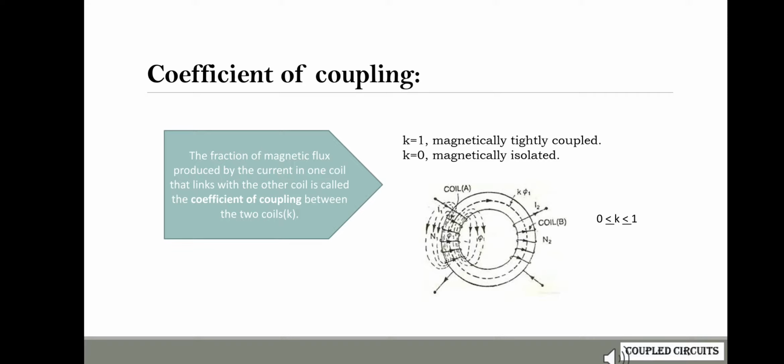When K is equal to 1, it symbolizes that the flux produced by one coil completely links with the other coil. And in this case, we call the coils magnetically tightly coupled. When K is equal to 0, it means the flux produced by one coil does not link at all with the other coil and thus these coils are said to be magnetically isolated. Also, the coupling coefficient is indirectly a measure of magnetic coupling between two coils and K ranges from 0 to 1.